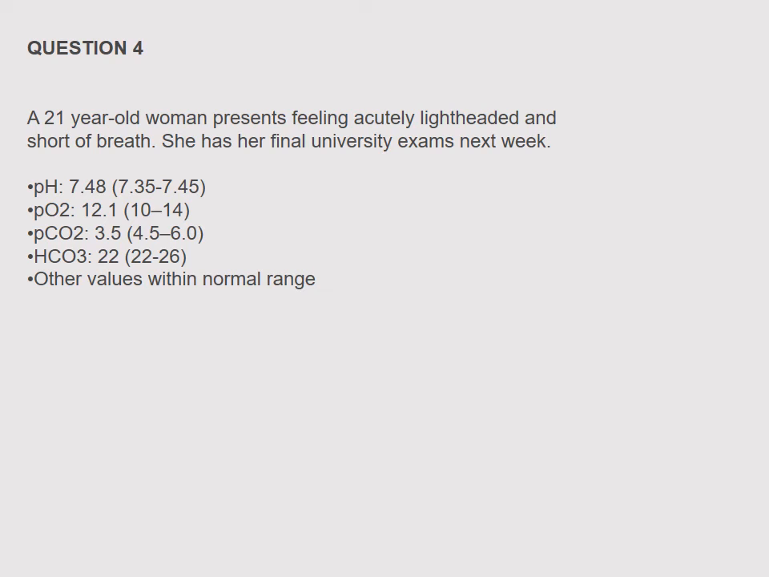A 21-year-old woman presents feeling acutely lightheaded and short of breath. She has her final university exam next week. Let's look at the pH of this young lady. The pH is 7.48, which is alkalotic. A PCO2 of 3.5, which is low. Keep in view that a low PCO2 is equal to alkalosis, and the pH is also alkalotic, so it matches with the pH. So this is respiratory alkalosis.